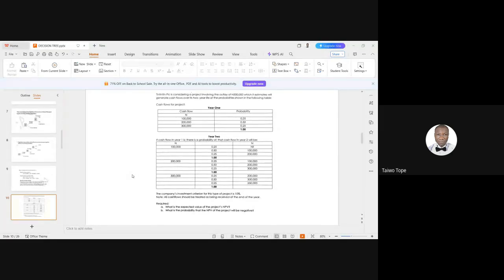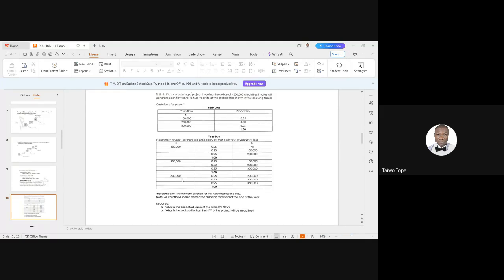Likewise, in year 1, we have an inflow of 300. In year 2, this 300 is likely to give birth to these 3 possible options: 200,000 with probability of 0.25, 300,000 with probability of 0.5, 350,000 with probability of 0.25. So if you are to express this with a decision tree, how will it look?